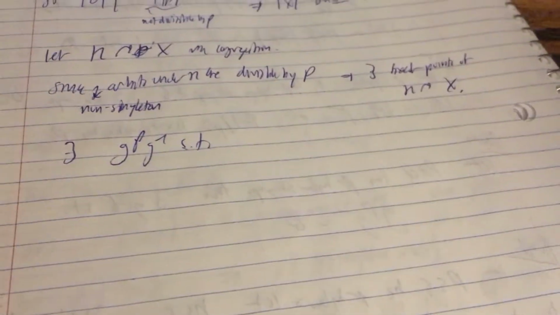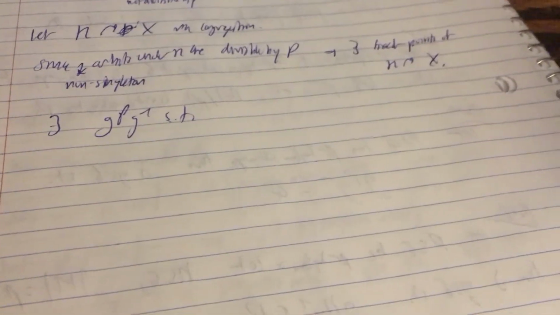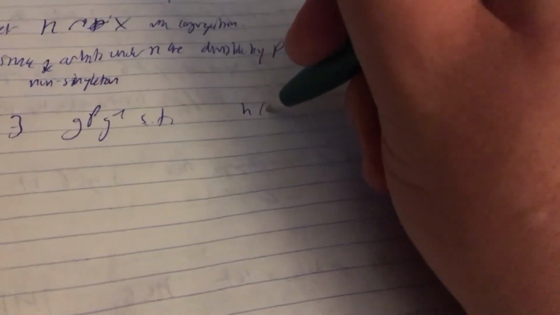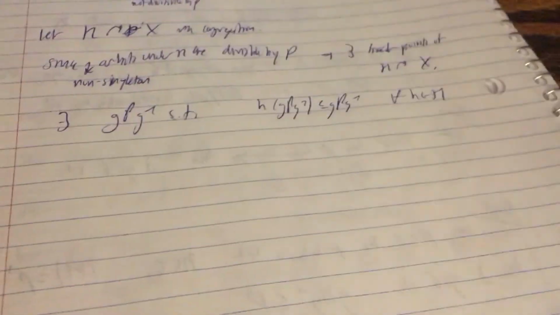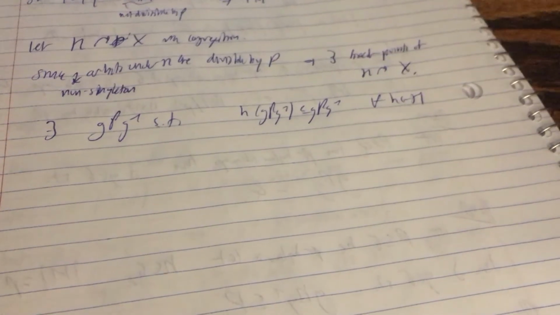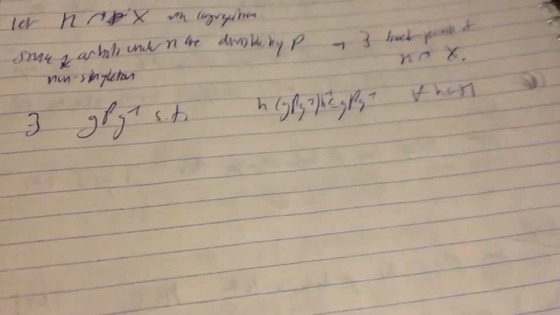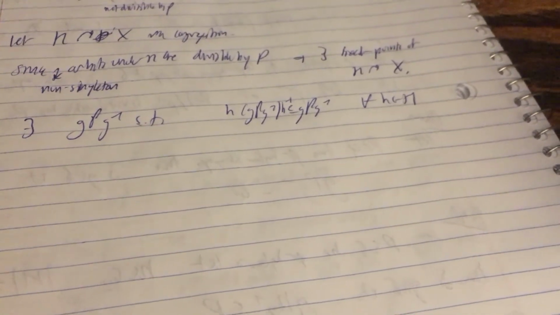So what does a fixed point mean? There exists some GPG inverse that is a fixed point under the action of H. So H GPG inverse is contained in GPG inverse for all H in H. Sorry, that's a little white lie; I need to do it that way. When I conjugate anything in GPG inverse by H, I get something contained in GPG inverse. So this is the same as saying that H is contained in the normalizer of GPG inverse in our big ambient group G.